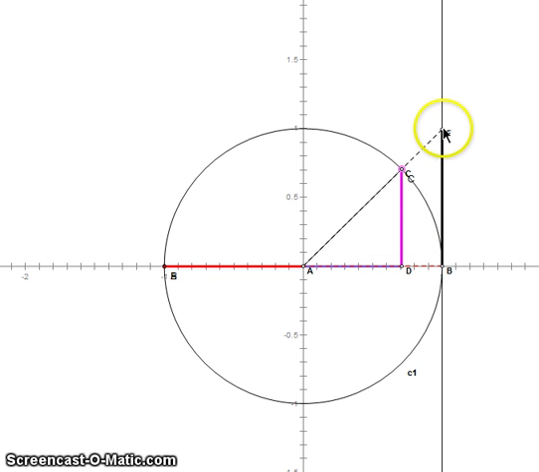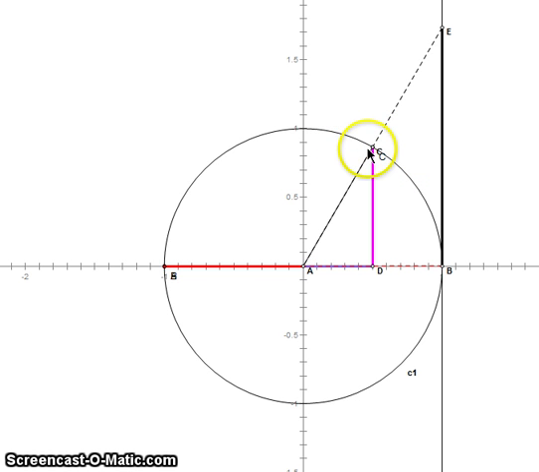When we look at tan of the angle, we can see that this distance along the tangent is on the positive side of the vertical axis, so therefore tan of the angle will also be positive. In summary, we can see that all three ratios in the unit circle, if the angle is in the first quadrant, all three ratios will be positive.